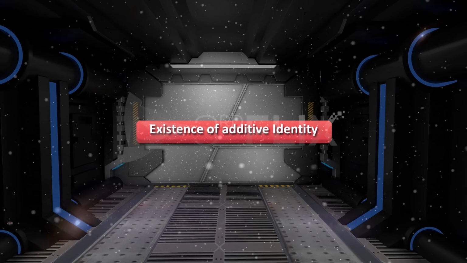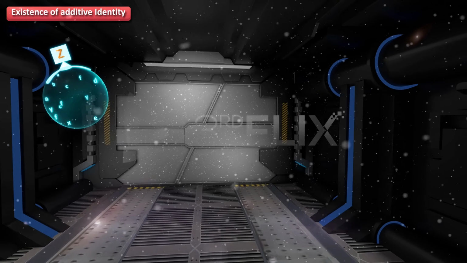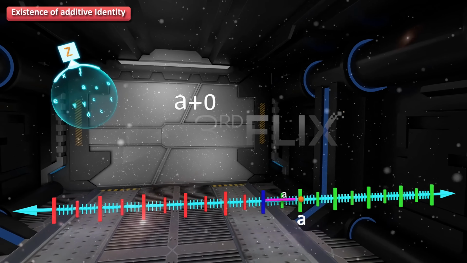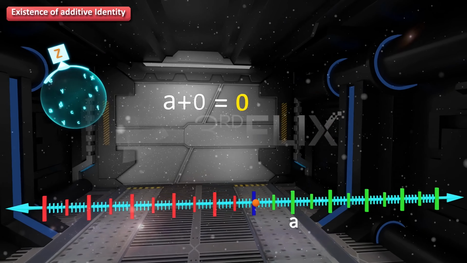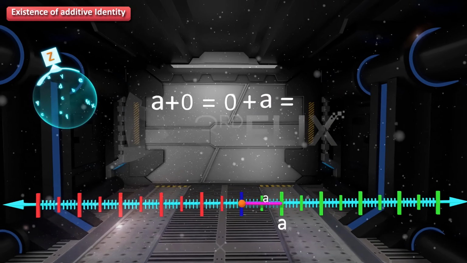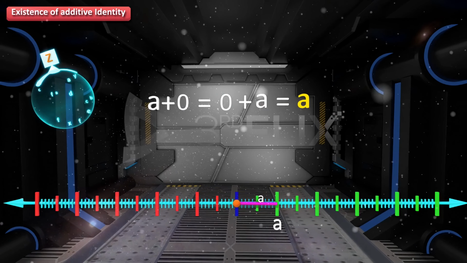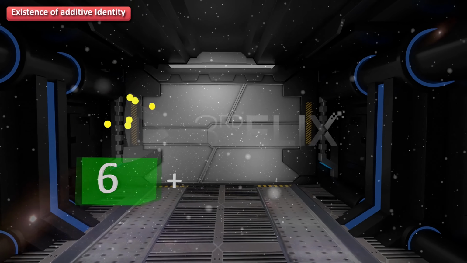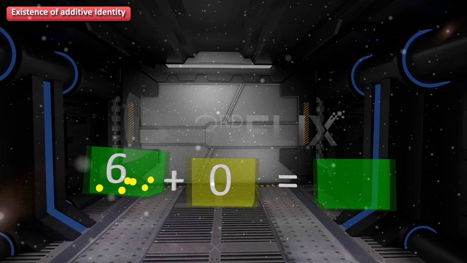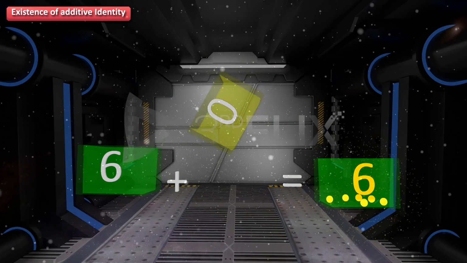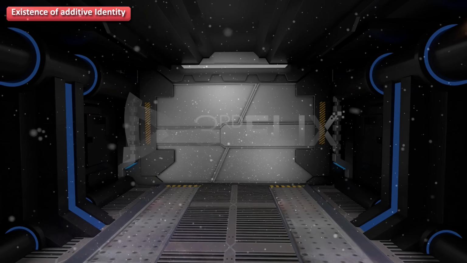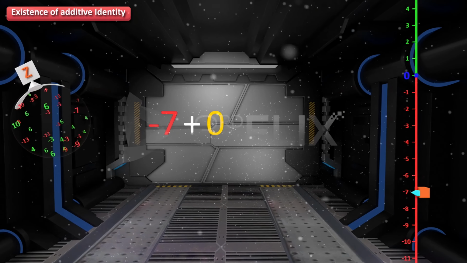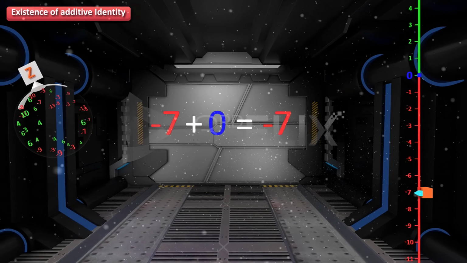Existence of additive identity. For any integer a, we have a plus 0 equals 0 plus a equals a. For example, 6 plus 0 equals 6. Minus 7 plus 0 equals minus 7.